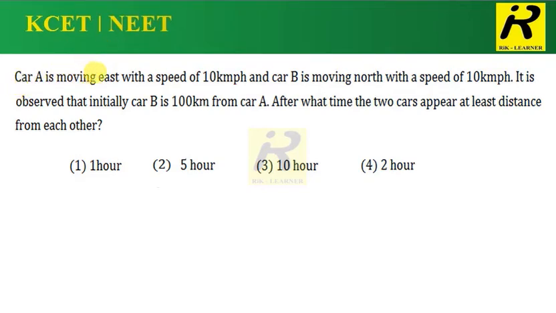Car A is moving east with a speed of 10 km per hour and car B is moving north with a speed of 10 km per hour. It is observed that initially car B is 100 km from car A. After what time do the two cars appear at least distance from each other? And we have four options: 1 hour, 5 hour, 10 hour and 2 hour.